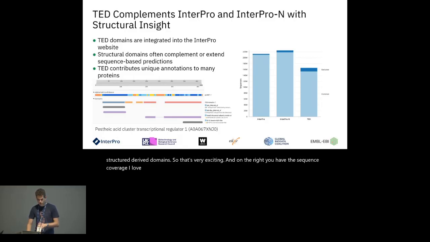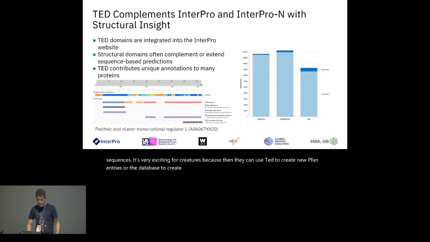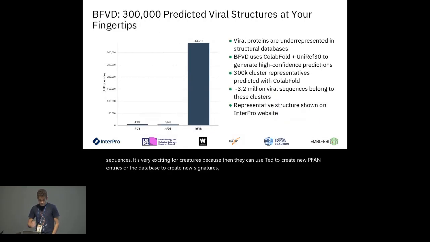And on the right, you have the sequence coverage. I love sequence coverage graphs. For InterPro N and TED, in light blue you have the number of sequences found by multiple methods, and in dark blue the exclusive sequences, found by only one single method. Maybe TED annotates fewer sequences, but it's also the method that has the highest number of exclusive sequences. So it's very exciting for curators because they can use TED to create new PFAM entries or new signatures in the member databases.